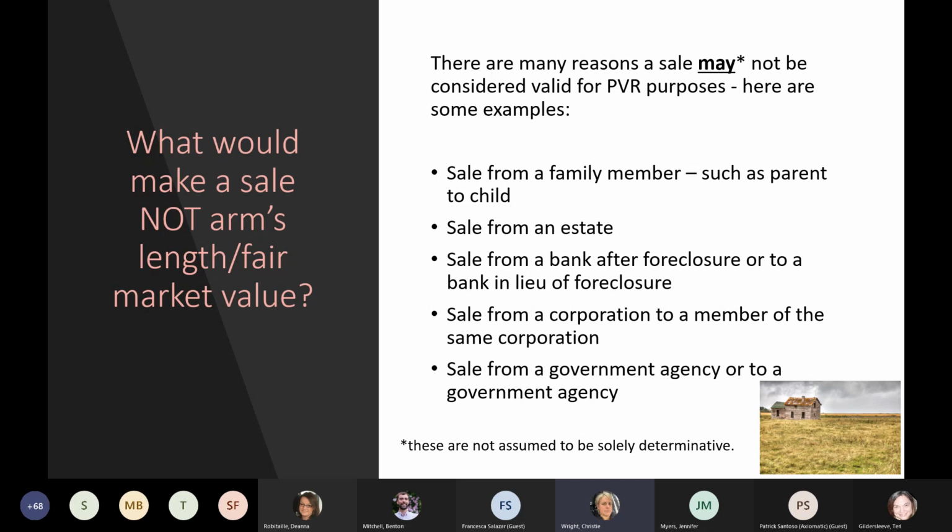What would make a sale not arm's length or not fair market value? There are many reasons a sale may not be considered valid for PVR, property valuation purposes in the study, and here are some examples. A sale from a family member, such as a parent to a child, a sale from an estate, a sale from a bank after foreclosure or to a bank in lieu of foreclosure, a sale from a corporation to a member of the same corporation, a sale from a government agency or to a government agency.